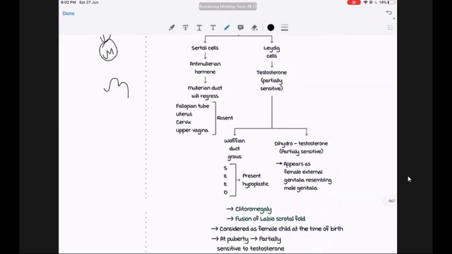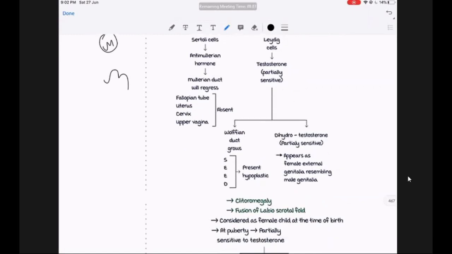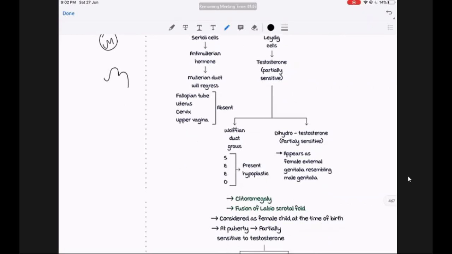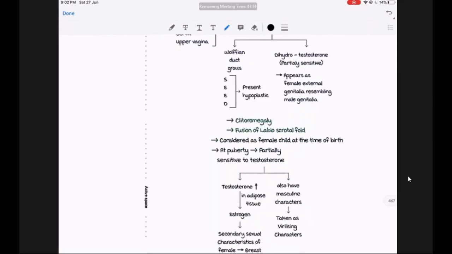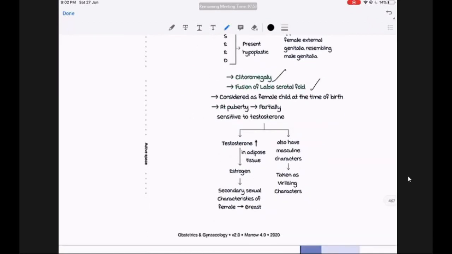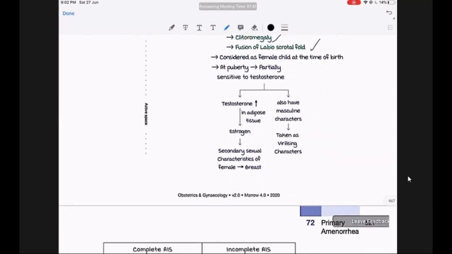Okay, same thing is going to happen. Anti-Mullerian hormone, got it? Then you have the Wolffian duct. This Wolffian duct will grow. There will be some growth. That's all. But still, there is virilization. Virilization is told by your clitoromegaly, and then your fusion of your labioscrotal fold. Sorry. Then what do we do? Again, like I said, consider it as female.